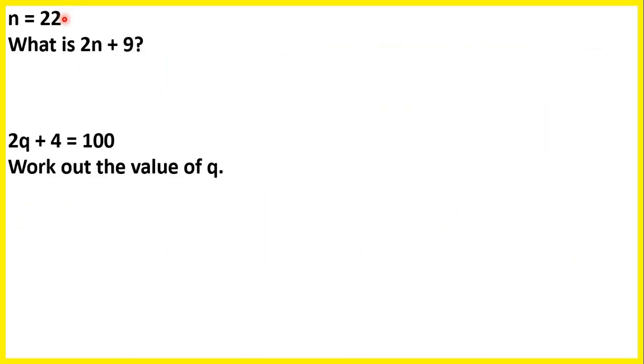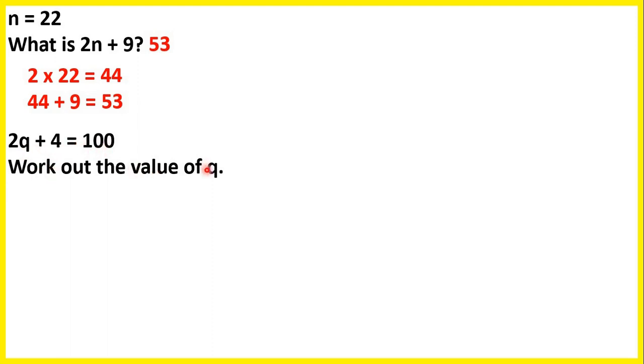n equals 22. What is 2n plus 9? So 2n means 2 times n, so we need to work out 2 times 22 plus 9. 2 times 22 is 44, so 2n, 2 times n, is 44, and then 44 plus 9 is 53, so that's our answer.